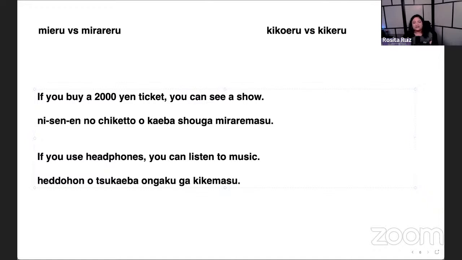So here we learned the different nuances between the potential suffixes rareru and eru, and how certain verbs cannot use these potential suffixes because they already imply potential, and will also have a slightly different nuance from these verb endings. So let's go ahead and review what we've learned.